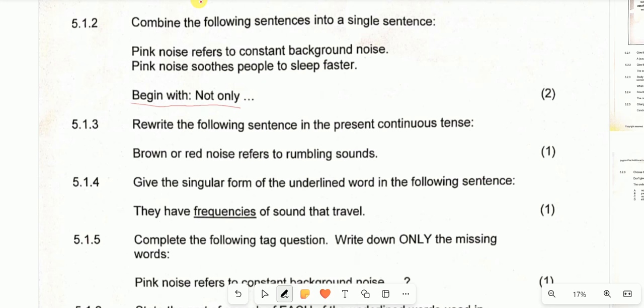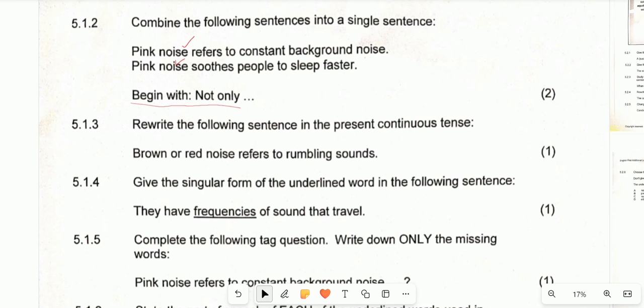So we know the rule that we don't need to repeat the subject of the sentence. We already have pink noise here, and we also have pink noise here. So when we join them into one, there's no need for us to repeat pink noise. Now let us join the sentences, starting with the direction that is given by the examiner, starting with what?